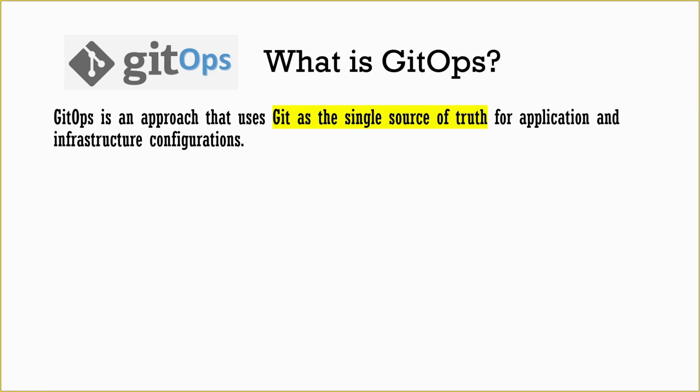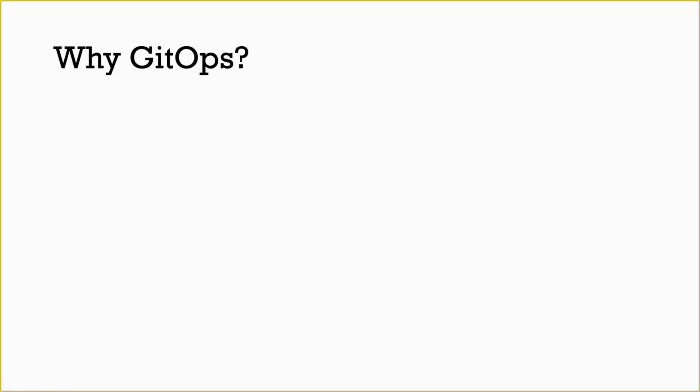The Git repository can be hosted anywhere, such as GitHub, GitLab, Bitbucket, Azure Repos, or any Git compatible repository. The key idea is simple. If a change is not in Git, it should not exist in the environment. In other words, Git becomes the central place where all configuration changes, deployments, and infrastructure updates are tracked, reviewed, and approved. Now, you might be wondering, why do we need GitOps in the first place?